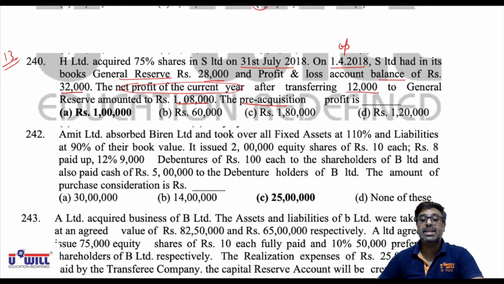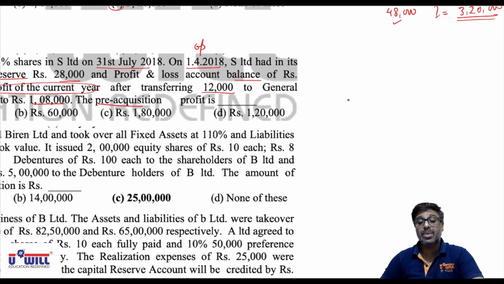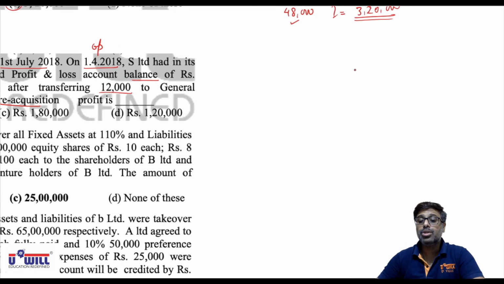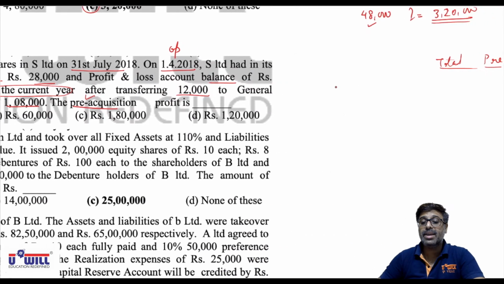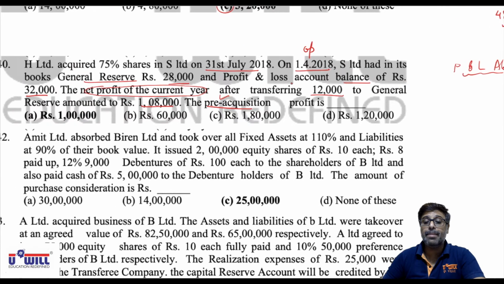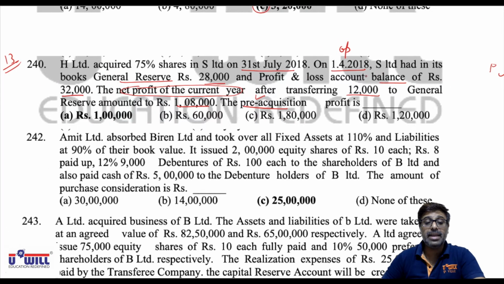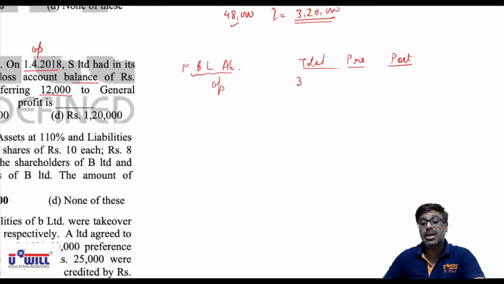Pre-acquisition profit is. Let us make that working note. What we used to do, that is a control chart: profit and loss account and general reserve workings. Let us do it. Total, pre and post. So this will help us in finding this answer, because what is the question asked to you? Pre-acquisition profits. Okay. Now first we make it for the P&L account, then we make it for the general reserve. So in the P&L account, what is the opening balance? Opening balance of the P&L account is 32,000. That will entirely go in the pre-acquisition column.